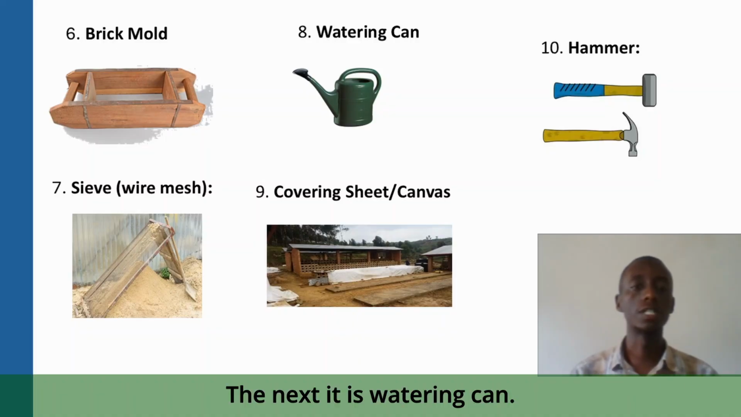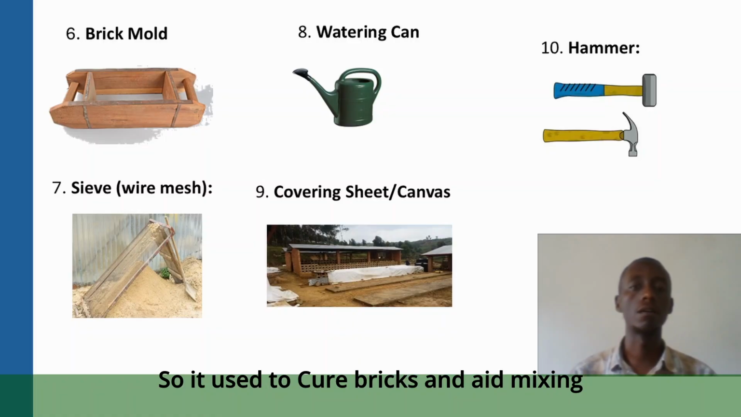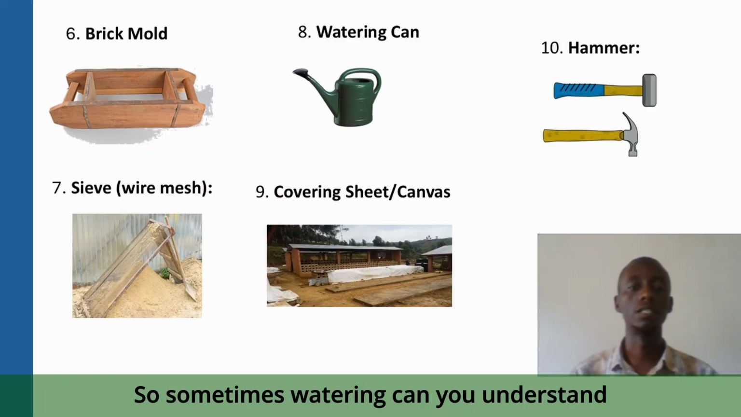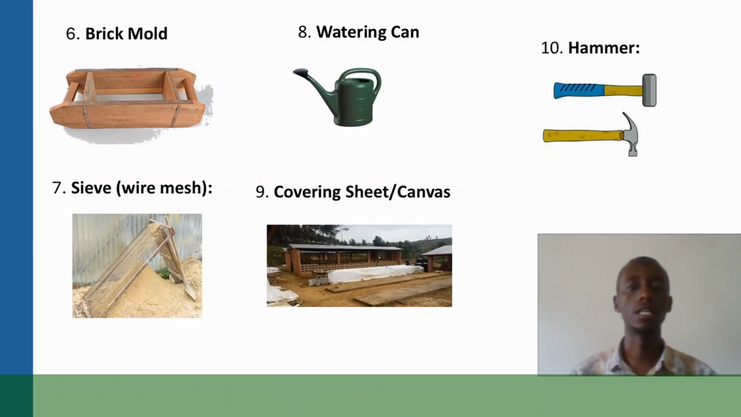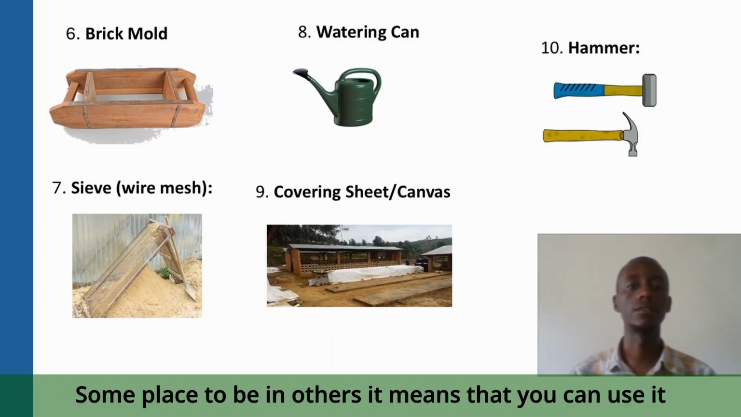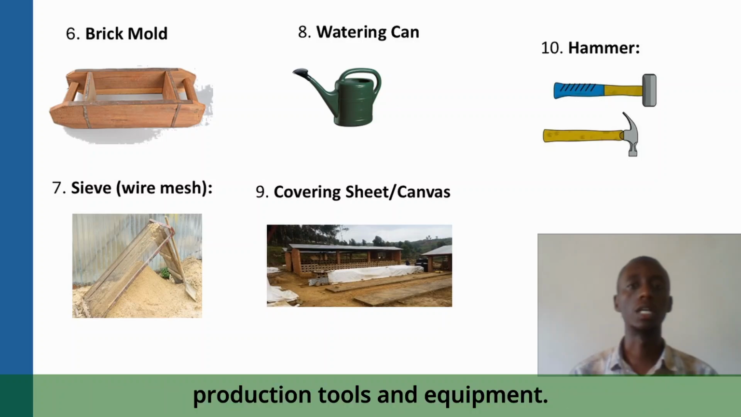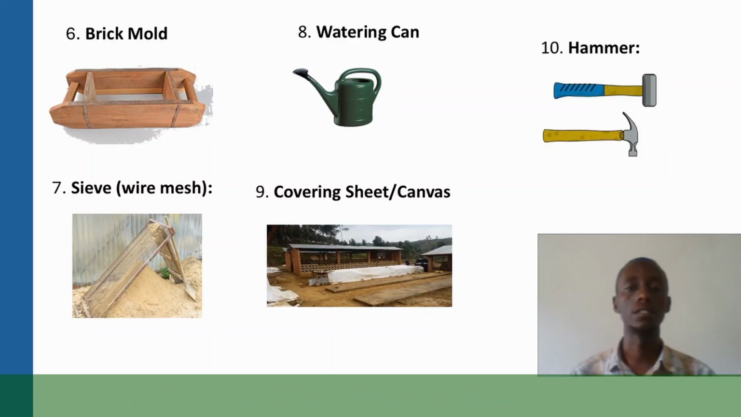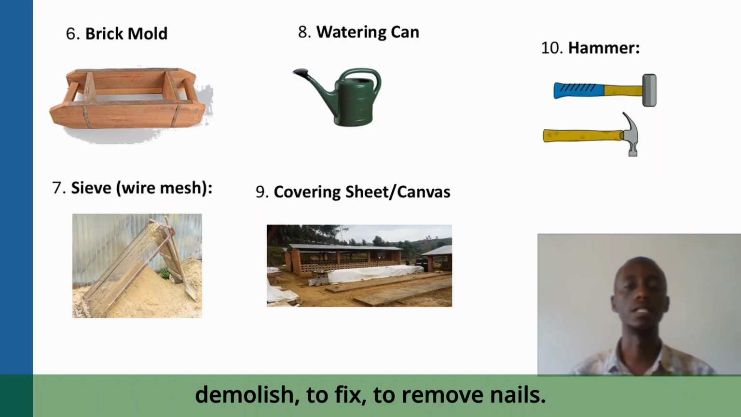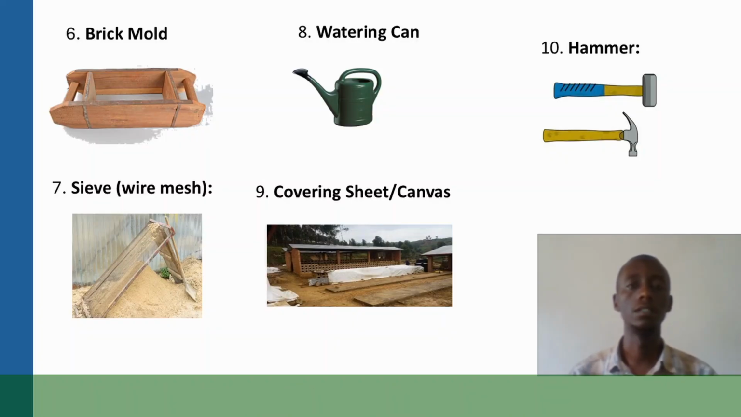The next is the watering can, used to carry water and aid mixing. Sometimes you understand that it is used for transferring water from one place to another, so you can use it as a production tool and equipment. Next are covering sheets or canvas, which protect materials from sun and rain. Then we have the hammer, used to demolish, fix, and remove. That is the functionality of the hammer.